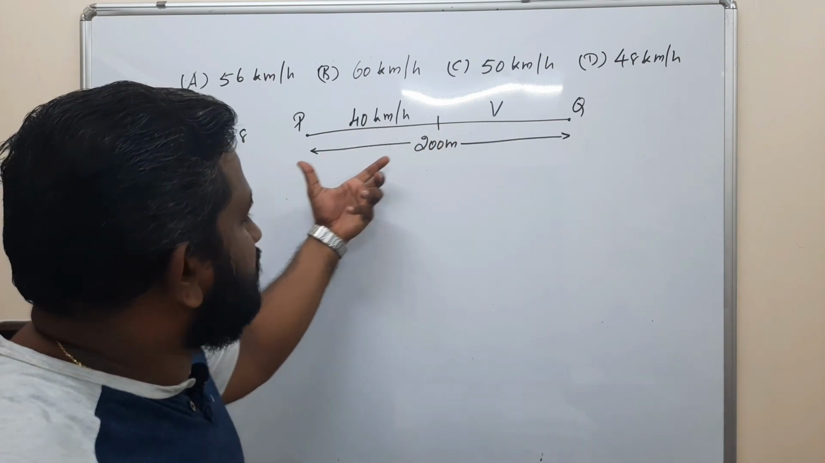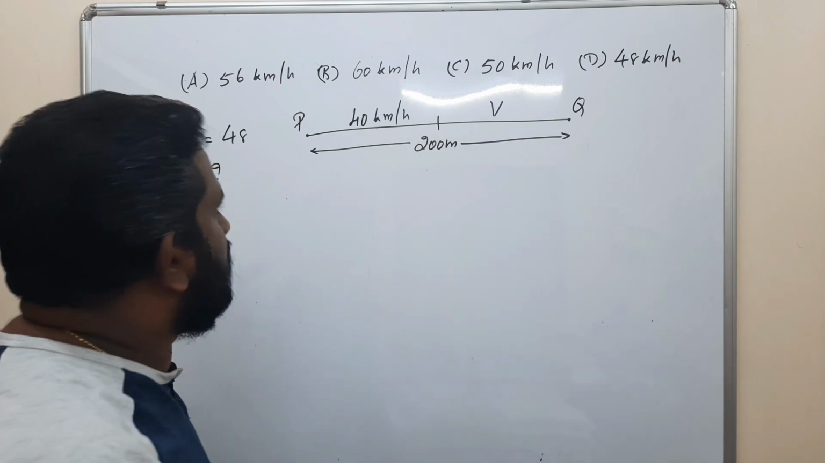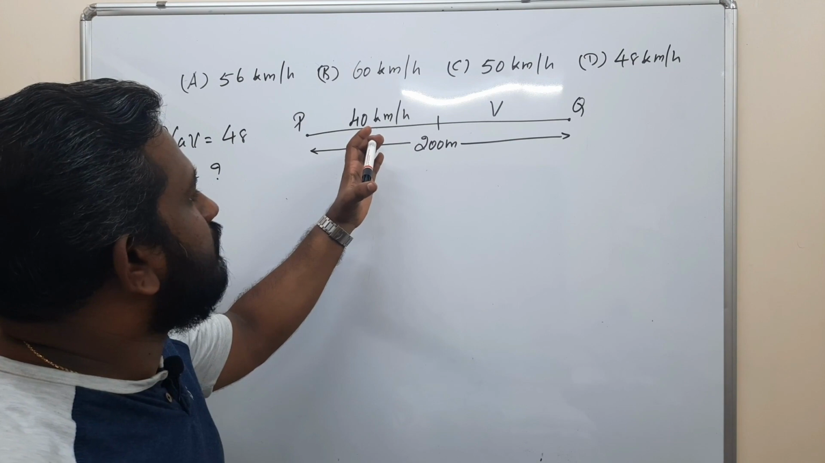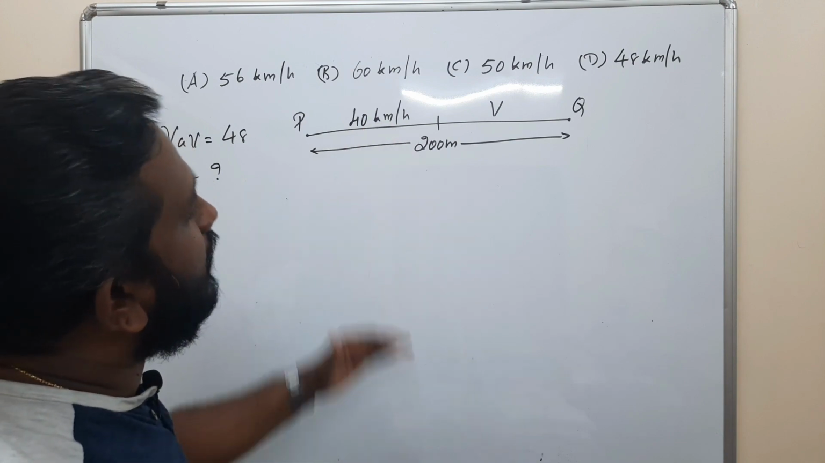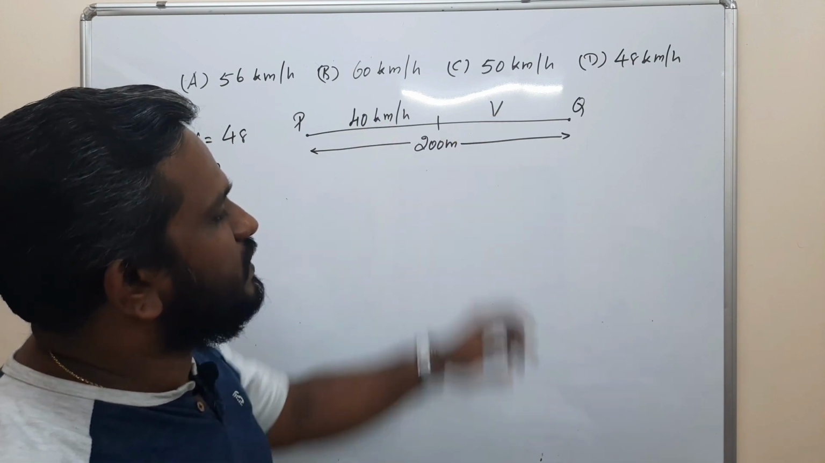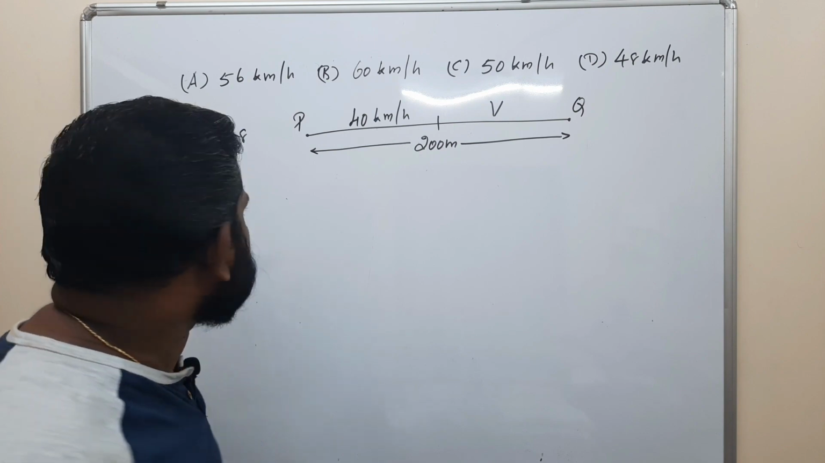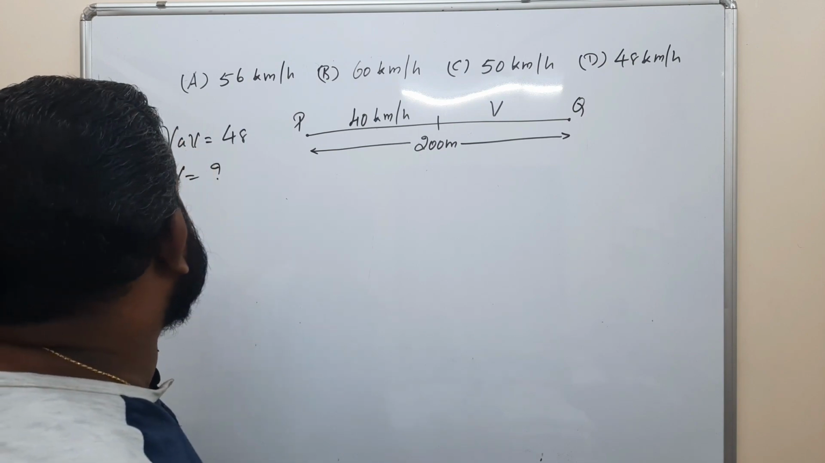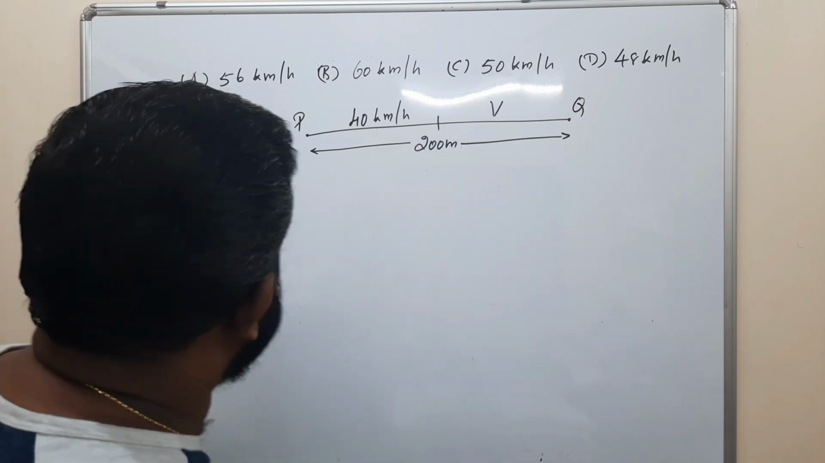So the total distance between the 2 points P and Q is 200 meter. The first half of the distance it moves with 40 km per hour and the second half of the distance it moves with the speed v. The average speed is given, that is 48 km per hour. So we have to find the value of this v.